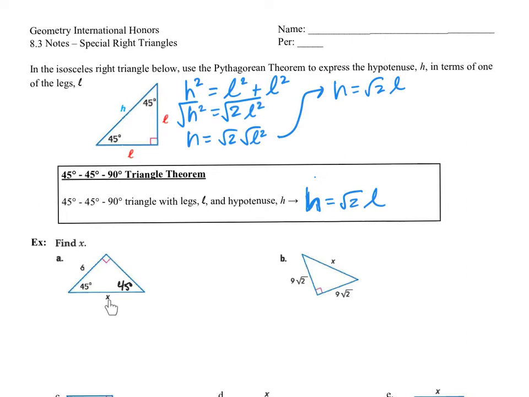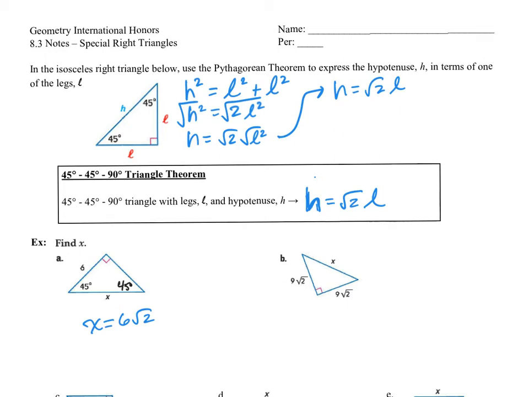Well, since x is the hypotenuse, to find that hypotenuse, all we need to do is multiply the leg times the square root of 2. So our hypotenuse x is just equal to 6 times the square root of 2. We just took the leg and multiplied it by the square root of 2. Let's try it again in this triangle.